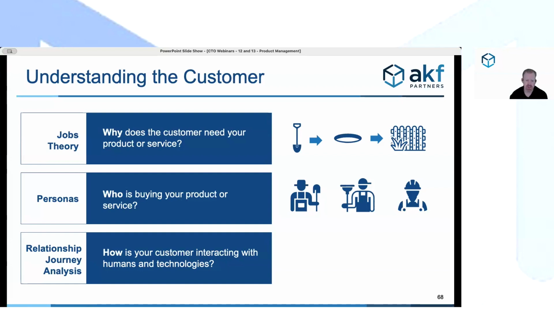And then the relationship journey analysis is how is your customer interacting with humans and technologies through some relationship, typically a buying experience, a shopping experience, or a long-term relationship. And so that's what we mean by a journey. So you might, for example, start out on the web, or you might get a physical mail as an outbound. You may hit the web, you may call, you may pay with credit card or cash, and you may get delivery, or you may go pick up something yourself. So that's the idea of a journey. These are multiple steps over time.